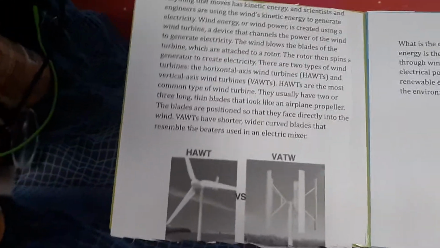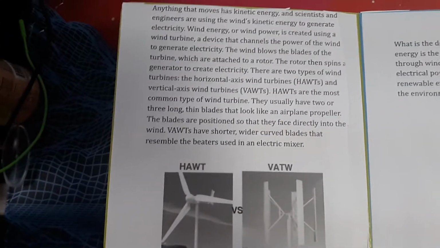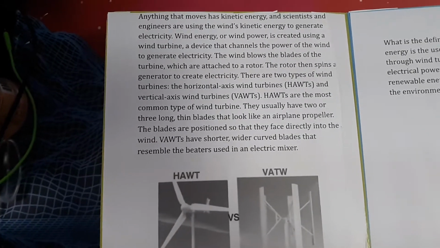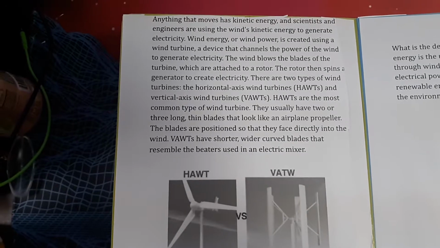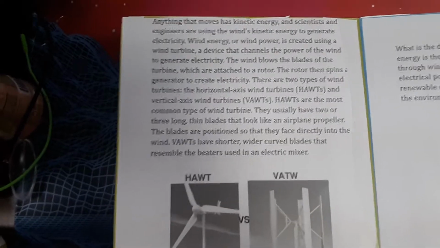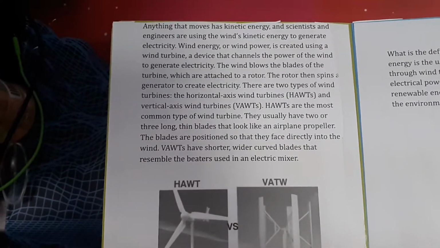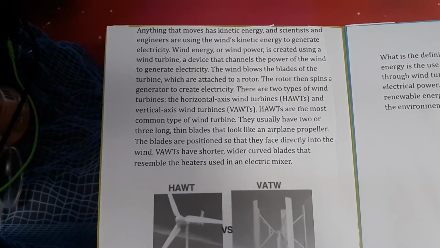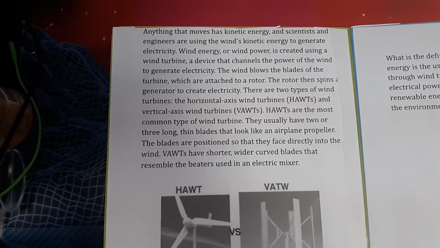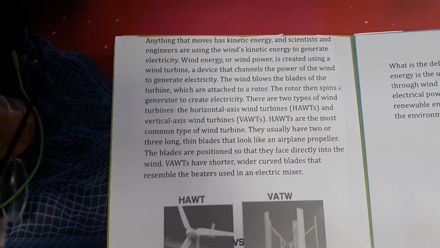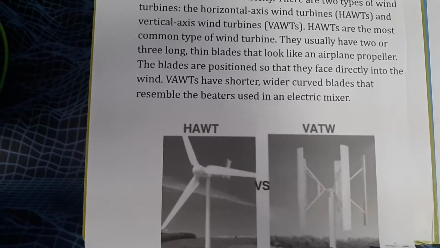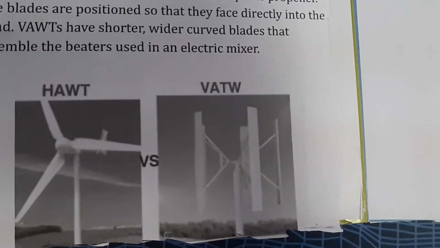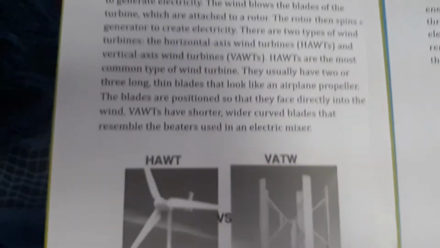Anything that moves has kinetic energy, and scientists and engineers are using the wind's kinetic energy to generate electricity. Wind energy, or wind power, is created using a wind turbine, a device that channels the power of wind to generate electricity. The wind blows the turbine blades attached to the rotor, which then spins a generator to create electricity. There are two types of wind turbines: the horizontal axis wind turbine and the vertical axis wind turbine. There are noticeable differences.